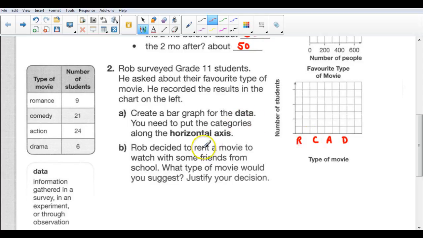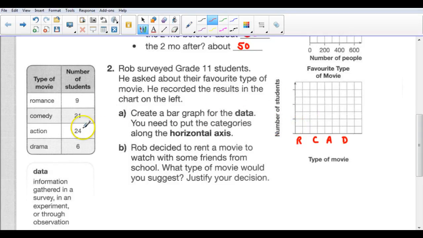That's on the horizontal. Rob decided to rent a movie to watch with some friends from school. What type of movie would you suggest? Okay, well actually let's create the bar graph first. So romance, there was 9 students. So what we have to do is we have to label this axis here.